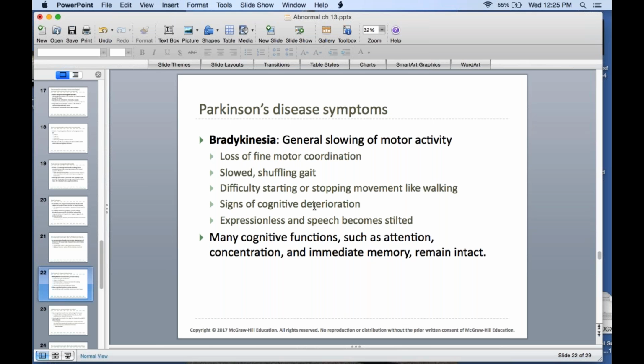Many cognitive functions, attention, concentration, immediate memory, things like that actually remain intact. So unlike the other dementias, these things are not as much of a problem. We're looking more at motor issues with Parkinson's.